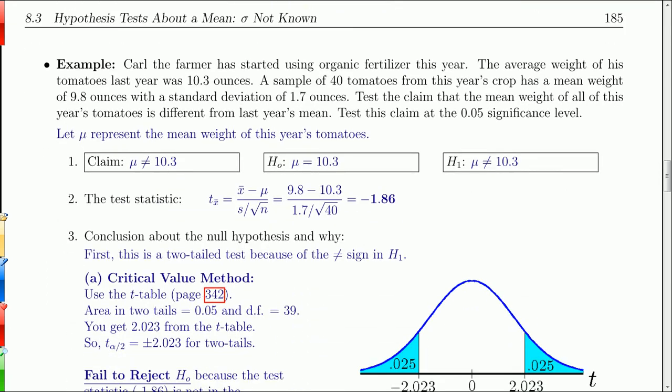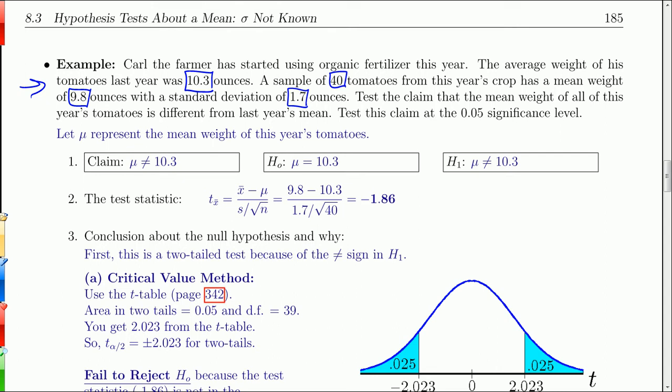Okay, so let's do that example about Carl the farmer. Last year, the average of all of his tomatoes was 10.3. For this year, we have a sample of 40, and that sample mean is 9.8 with a standard deviation of 1.7. Test the claim that the mean weight of all of this year's tomatoes is different from last year.